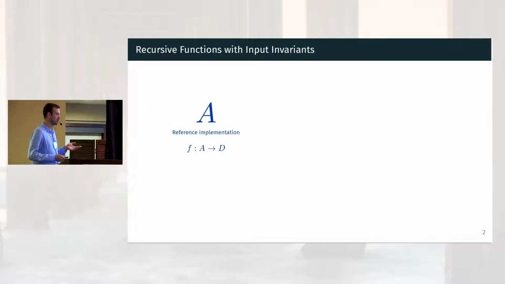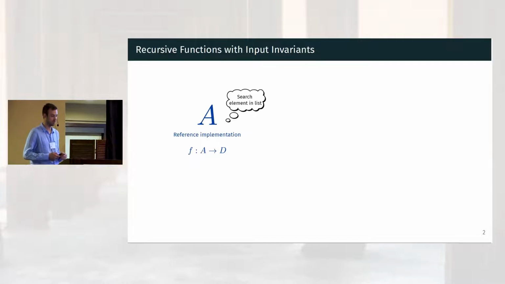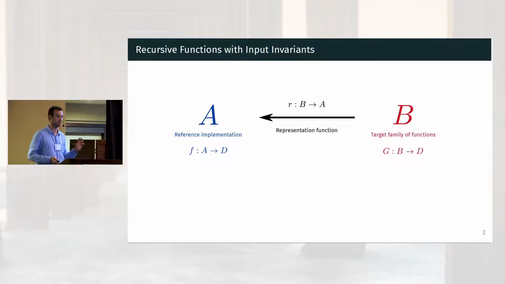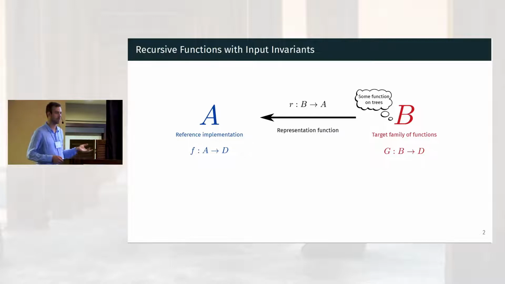So we assume that we have some reference implementation that is a recursive function. For example, a function that searches for some element in a list, recursively traversing the list. And we want to synthesize some function that takes another input type B here, and belongs to a target family of functions. So for example, we want some function on trees that will be equivalent to the function that searches for an element in a list.